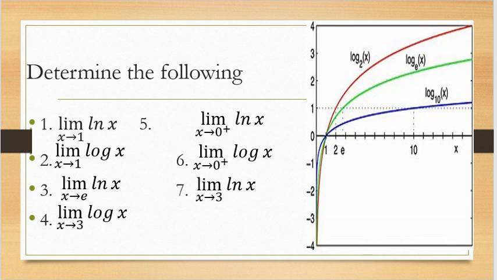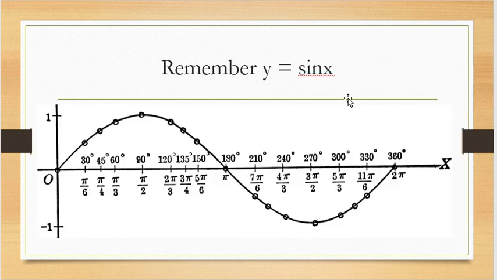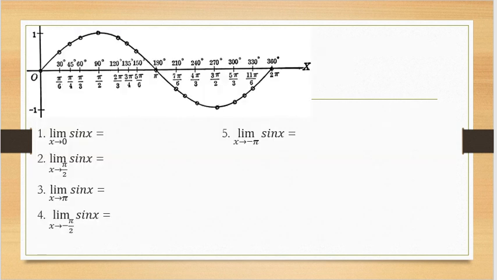Okay? Next one is, remember that y equals sine x. And sine 0 equals 0, sine 90 equals 1, sine 180 is 0, sine 270 is negative 1, and sine 360 is equals to 0, and so on. So, that one ay gagamitin natin. So, for example, limit of sine x as x goes to 0. Alam natin that sine 0 is equal to 0. Okay, so the answer is 0.